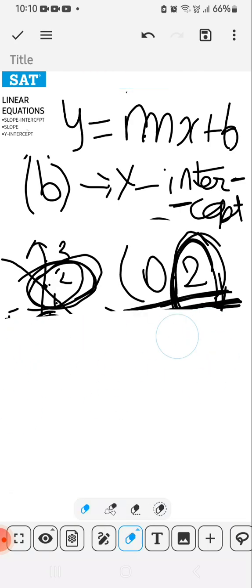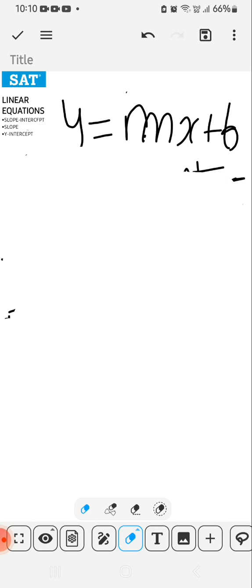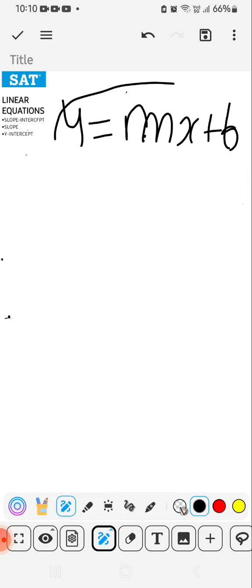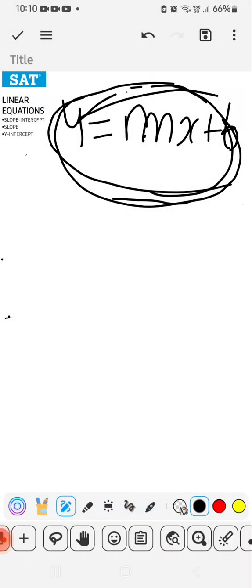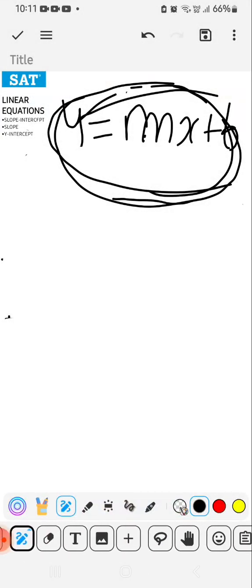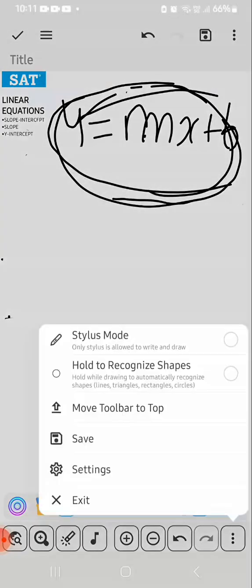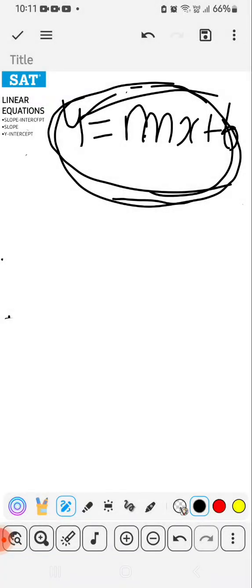Now let me tell you how to convert any graph into this form. So let me take a rough example. Let me see if we have a graph paper or not. No, I don't think we have. Okay, anyways, let me draw a rough graph here.